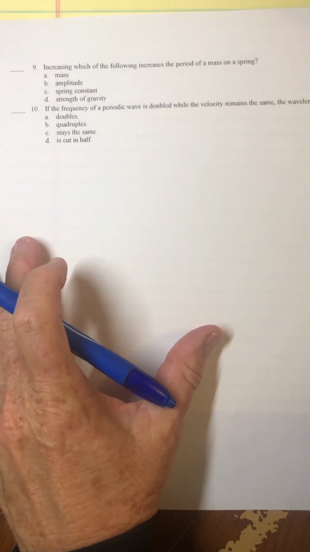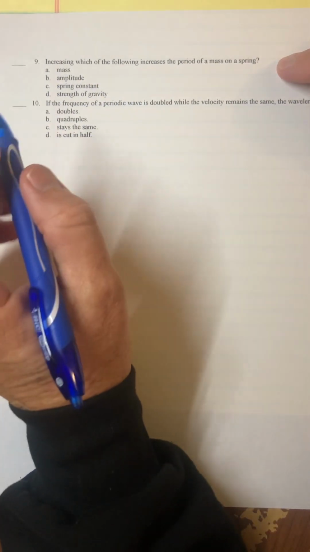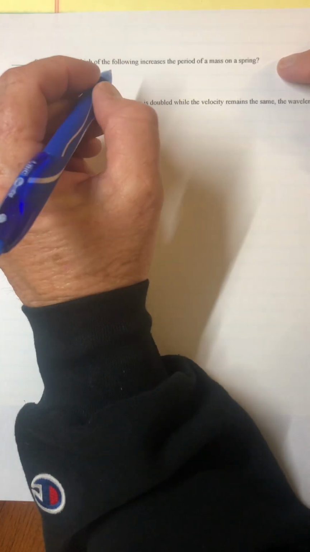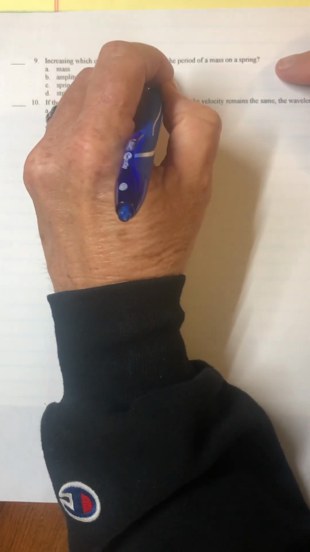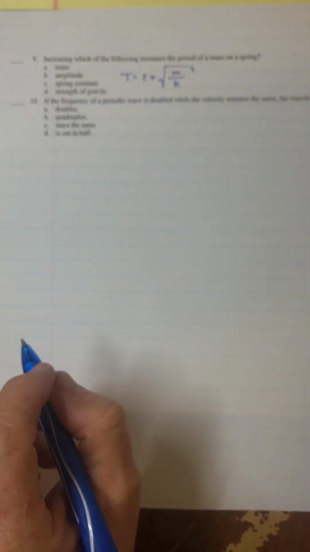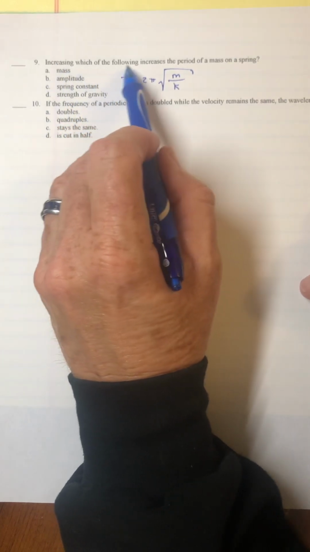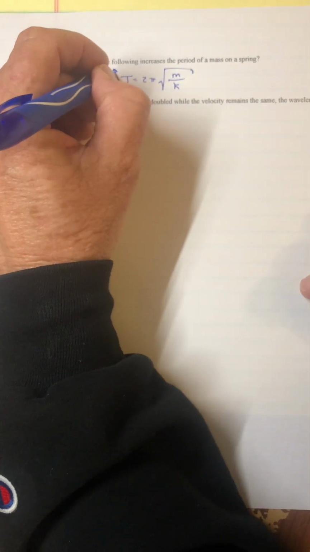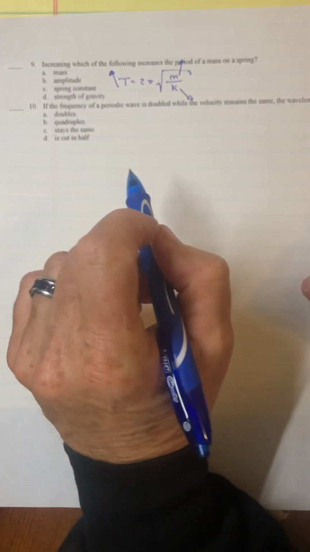All right, so let's move into number 9 here. Number 9 says, increasing which of the following would increase the period of a mass on a spring. So looking at this chapter 16, I believe, we had the mass and the spring constants. And, of course, they're saying which of the following would increase the period? So we want this to go up. And that can go up by either the mass going up or the spring constant going down.